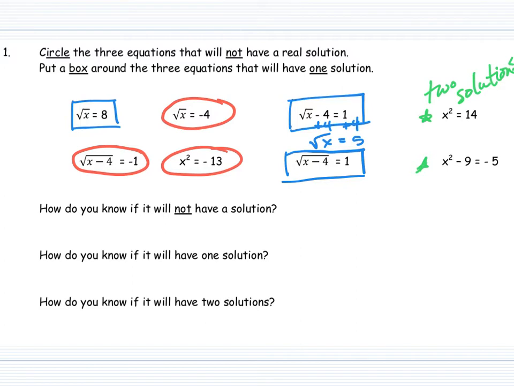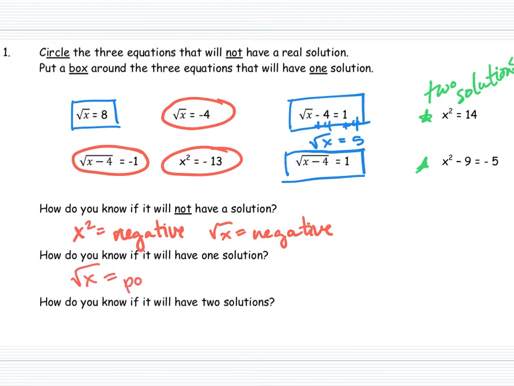So we know that it will not have a solution if it is an x squared equaling a negative, or if it is the square root of x equaling a negative. If we have the square root of x equaling a positive, it will have a single solution. And if we have x squared equals a positive, it will have 2 solutions.